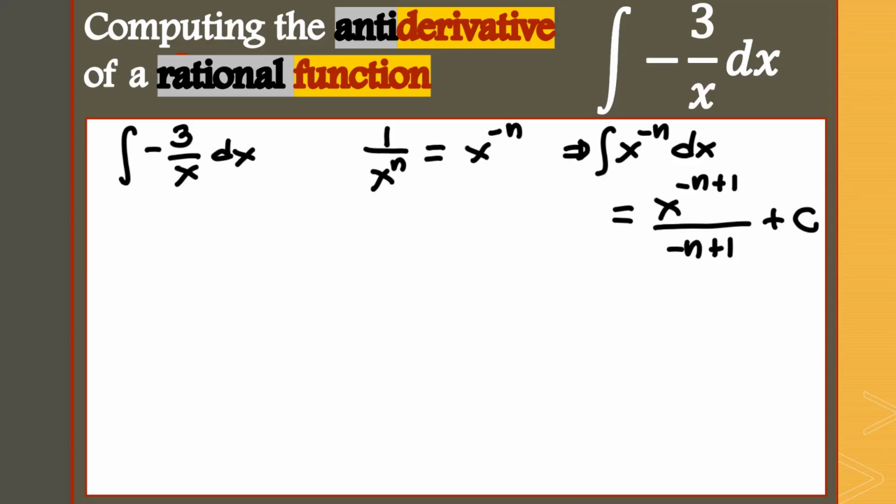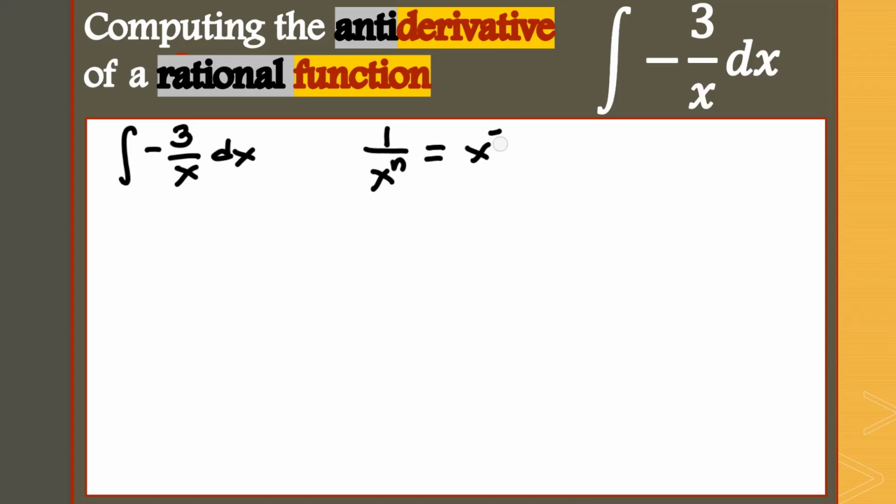But this time, since the denominator of our rational expression has 1 as its exponent, that would mean the n here is 1. So negative 1 plus 1 would become 0, thereby making the expression undefined. This is why, instead of the power rule, we will be using another rule, which is specifically for rational expressions where the exponent of the denominator is equal to 1. So we will have to use the logarithmic rule for antidifferentiation.